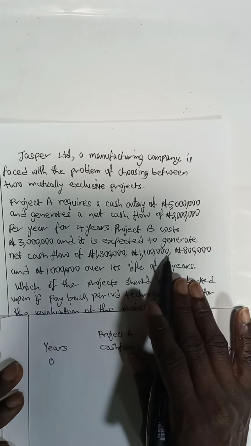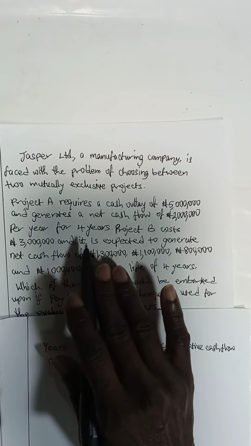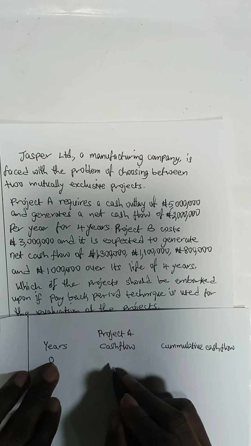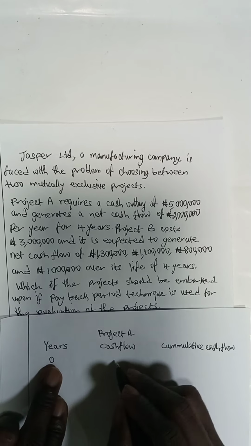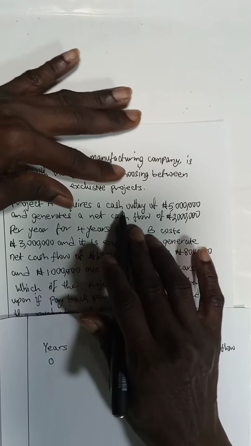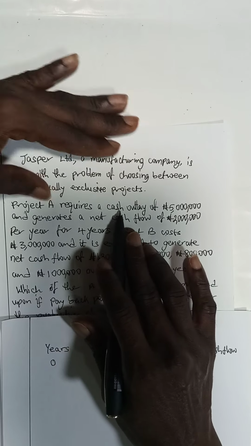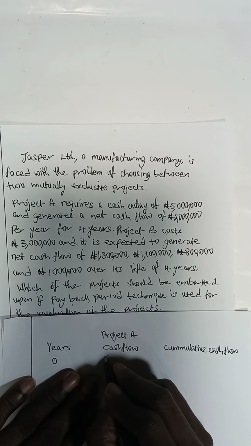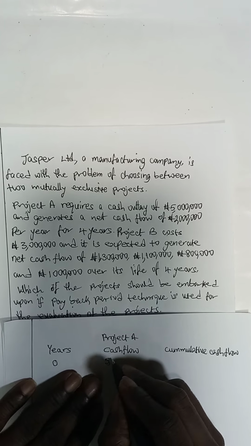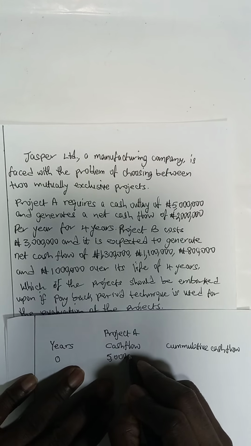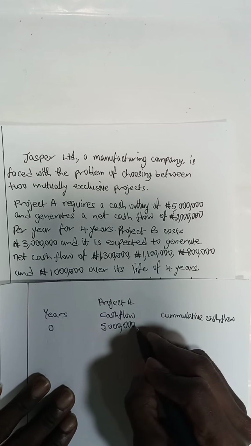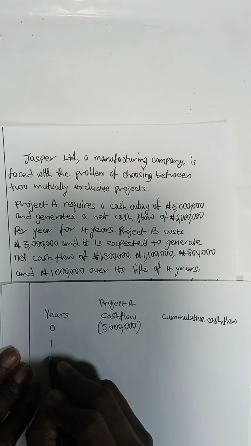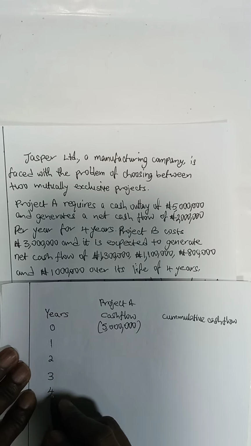So the life of the project is from year 1 to year 4. Year 0 is the initial year in which we have the initial cash outlay. Project A requires a cash outlay of 5 million, so the cash flow in year 0 is 5 million for project A. So we bracket it. Now say year 1, year 2, year 3, year 4.